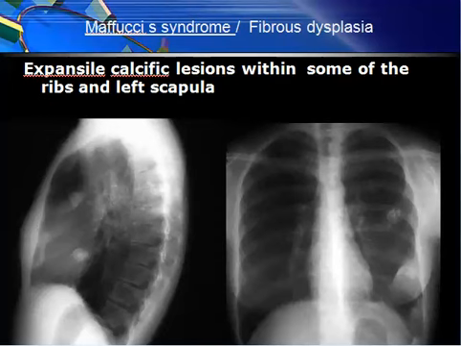Here you find multiple enchondromata: 1, 2, 3. Expansile calcific lesions within some of the ribs and at the left scapula. And this is Maffucci syndrome. The differential diagnosis is fibrous dysplasia.